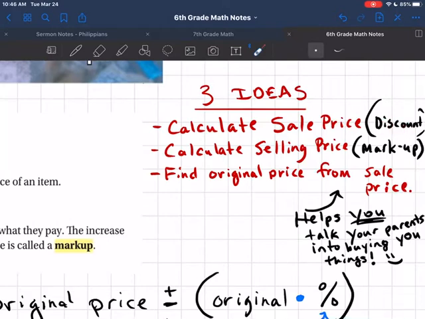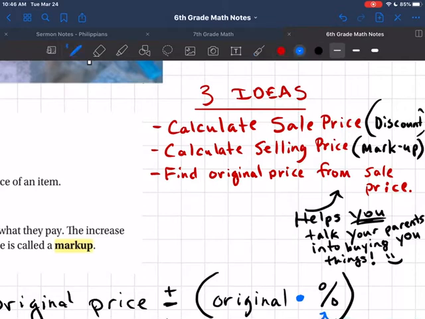So then the next thing we have to do is calculate the selling price, okay? So this is if you're the store owner and you have to mark up the price of what you pay for how much you're going to sell it for in order to make a profit. Okay, so the only difference between how you calculate these two things is one adds and one subtracts from the original price. Pause the video right now and see if you can figure out which one is add and which one is subtract. Okay, so hopefully you figured this out.